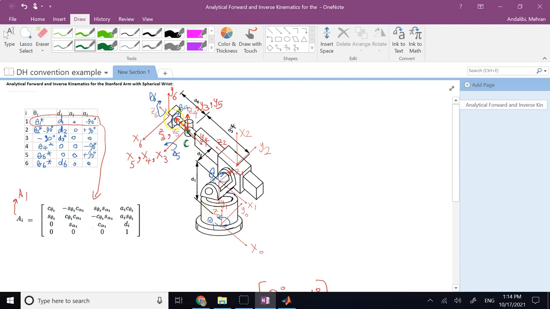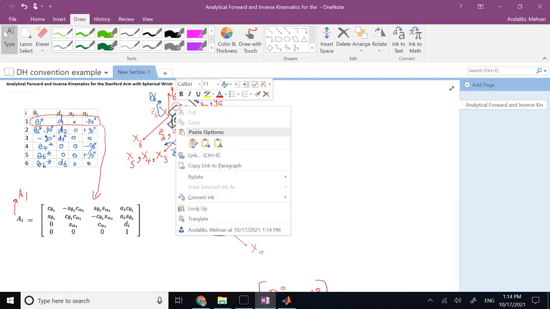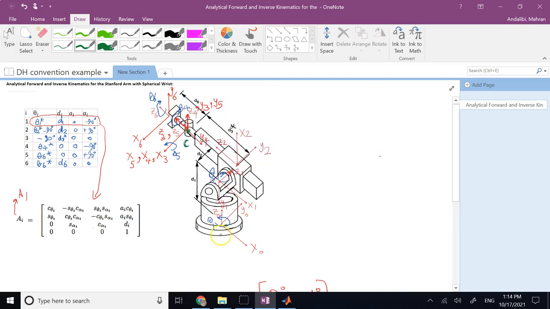It is going to be the position of end effector in base minus the vector that connects this C to the end effector. So let me add a couple more points. If I call this origin of base point O, and call the origin of the 6th frame point E, for end effector, this guy here.